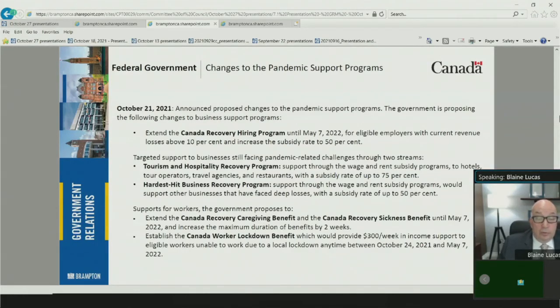All of the new programs will require parliamentary approval and are anticipated to be retroactive. The programs that are being extended are subject to debate and approval in the House of Commons. The Public Affairs team will monitor developments and also identify opportunities in alignment with the priorities and the City of Brampton's advocacy positions. If we could move forward now, please, on to the next slide, slide 9.